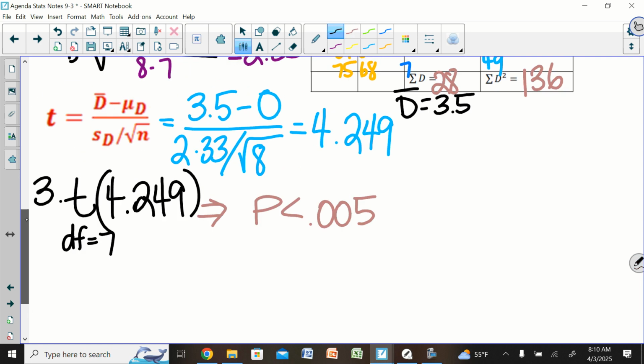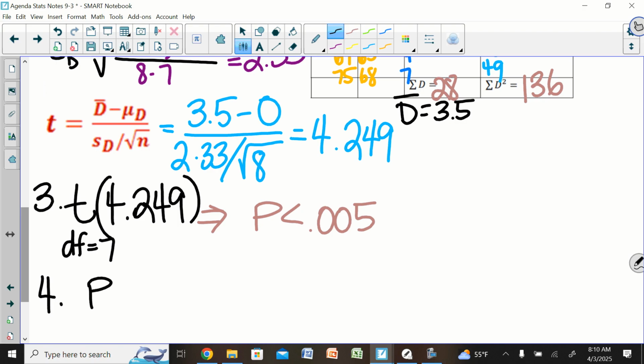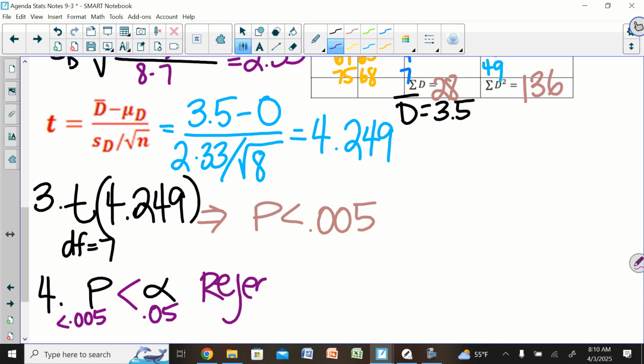So step 4, I'm going to compare my P to my alpha. Remember, on the t table, we don't care if it's one or two-tailed when we look at our alpha, because we just compare our P value that's already taken into account. So 0.005 compared to 0.05, and any P value has to be less than 0.005. So any possible P value is definitely less than alpha. So it's a reject H sub 0. Our claim was H sub 1, so that means there is enough evidence to support the claim that students ran better the second time after drinking the energy drink.